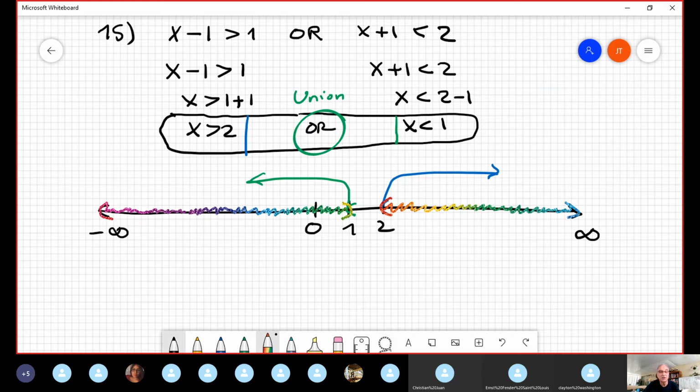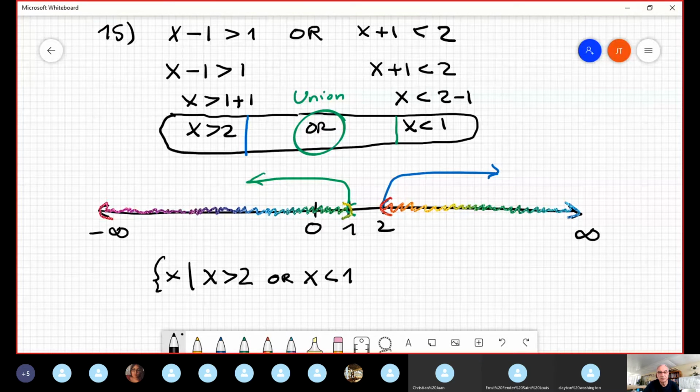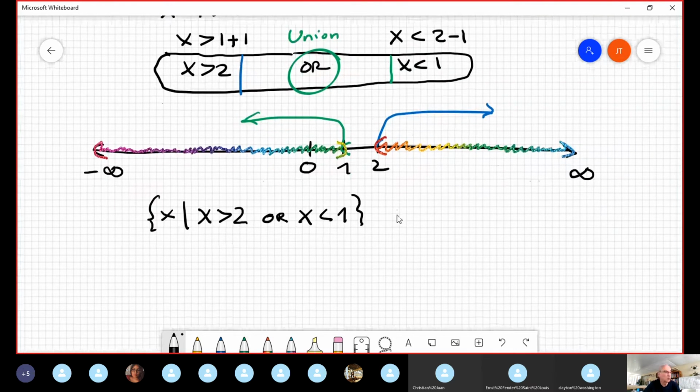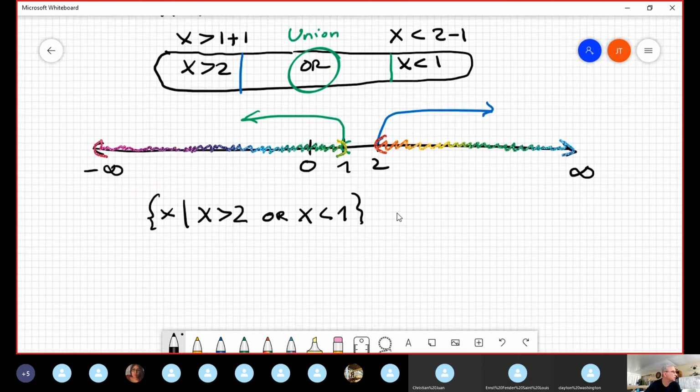And how do you represent this in set-builder notation? Well, it's x such that, and you just copy, x greater than 2, or x less than 1. Okay, in this case, it's a big set. Basically, it's all real numbers except in between 1 and 2. This is like a hole here, like a gap. So, what is the option that we consider correct? D. D is the correct option.